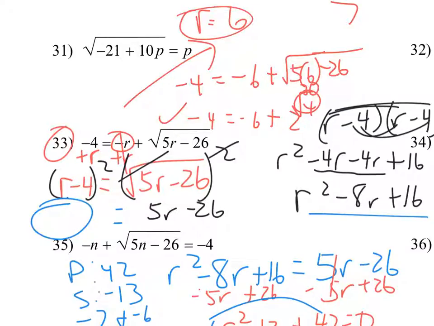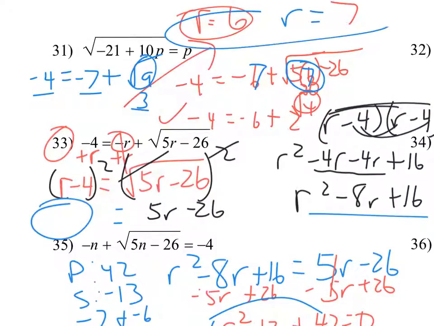Now I need to check 7. If I do the same thing, this will just be 7 here. I have negative 4 is equal to negative 7, plus, if I do 5 times 7 right here, that's 35, subtract 26, I get 9. Radical 9 is 3, and negative 7 plus 3 is equal to negative 4, so that one checks out. So I have to give both of these answers.